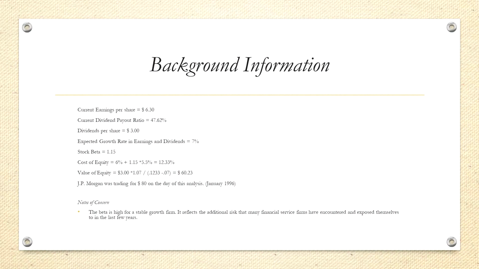And on the day of the analysis, back in January 1996, JP Morgan was traded at $80, which means that the market may have a higher estimation of the growth rate, maybe a number higher than 7%, maybe 7.5% or 8%. And you can actually do a little calculation to see what the market estimation of the growth rate for JP Morgan in January 1996 was, by using the same constant growth model.